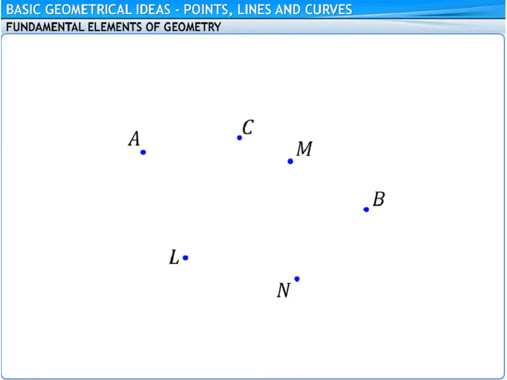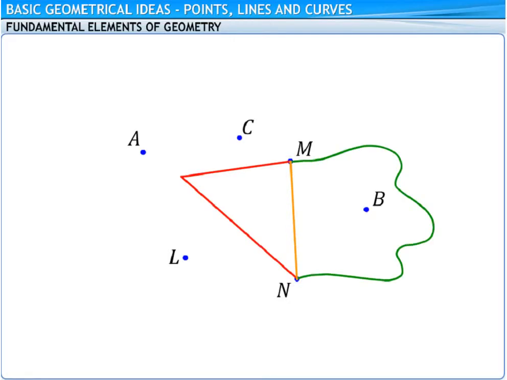For example, the points that we have here are read as point A, point B, point C, point L, point M, and point N. Now, let's join points M and N. As you can see, points can be joined in various ways. However, in which of these ways is the path that joins points M and N the shortest? Yes, here the path between points M and N is the shortest.